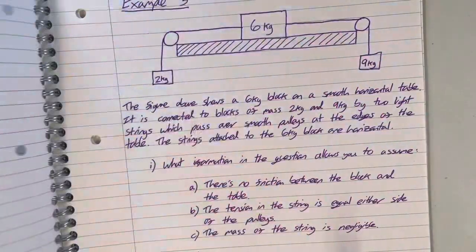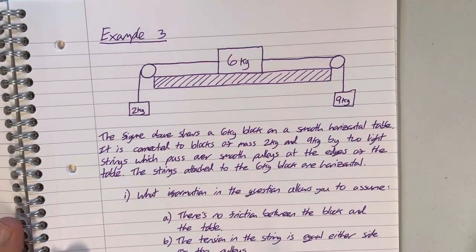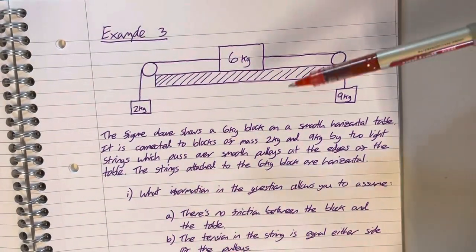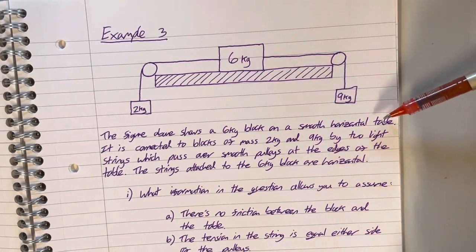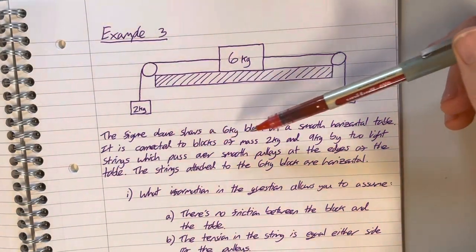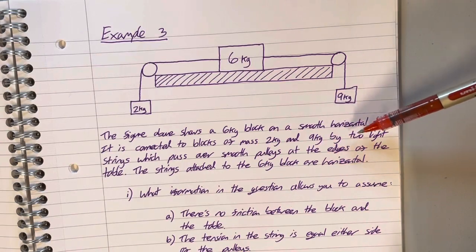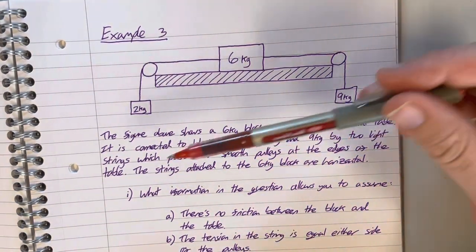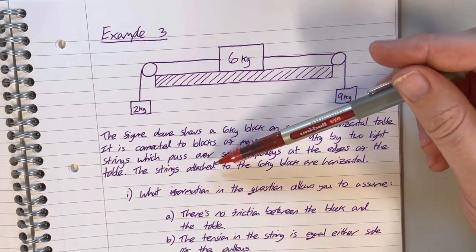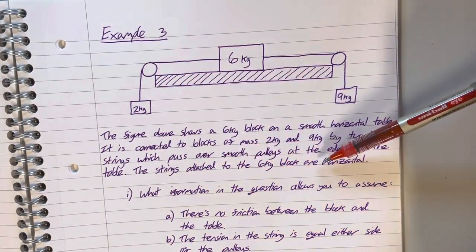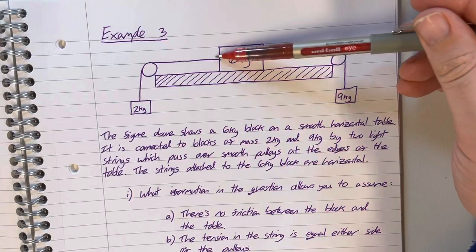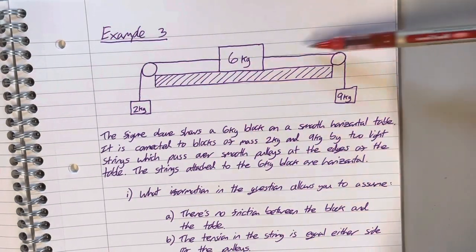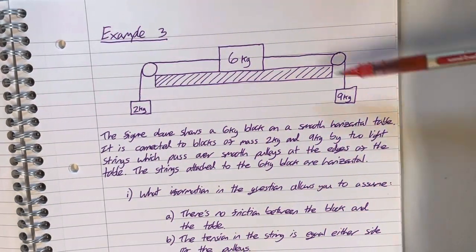And third and final example, example number 3. The figure above shows a 6 kilogram block on a smooth horizontal table. It's connected to 2 blocks of mass 2 kilograms and 9 kilograms by 2 light strings which pass over smooth pulleys at the edges of the table. The string attached to the 6 kilogram block are horizontal. So this part and this part, they're both horizontal. And as it goes over the pulley, we can assume it's vertical as well.